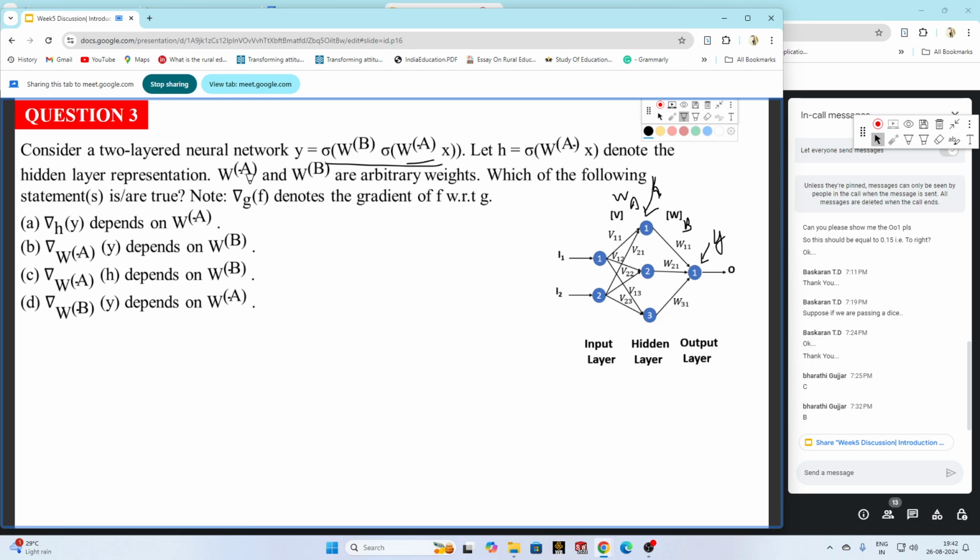H denotes the hidden layer representation. WA and WB are arbitrary weights. Which of the following statements is true? Note del F with respect to G denotes the gradient of F with respect to G. Now these are the options. Del Y with respect to H depends on WA. Del Y with respect to WA depends on WB. Del H with respect to WA depends on WB. Del Y with respect to WB depends on WA.